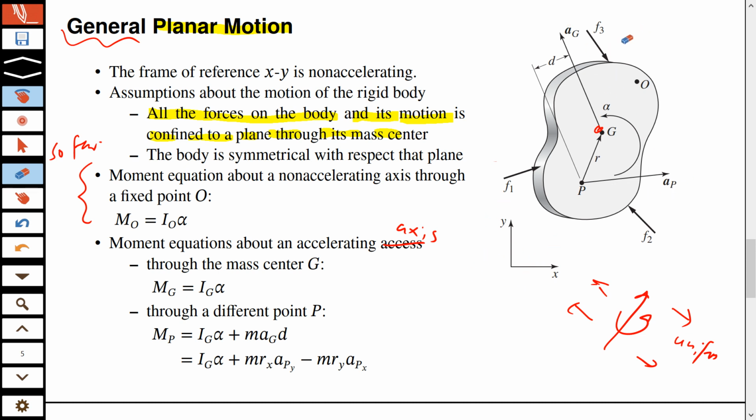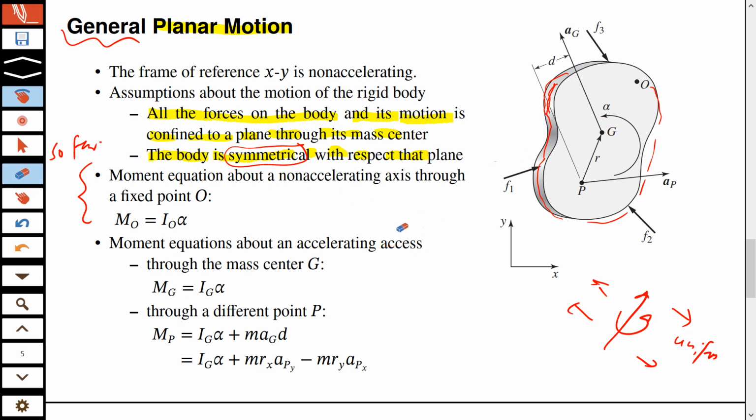And the other assumption which we have been making so far is that the body is symmetrical with respect to the plane. So this plane cuts it exactly through the middle. Assume that if this is the plane, then out of the page and into the page, let's say this is the page, whatever projects outside projects equally inside. This is what we mean by symmetry, so that the overall effects cancel out if you take moments about G only.